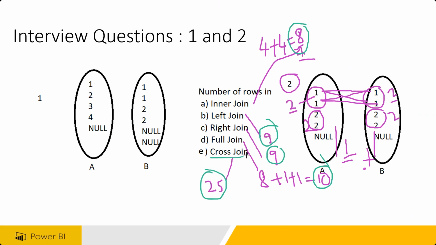Cross join will be number of rows in the first table multiplied by number of rows in the second table. You need to count nulls as well. 1, 2, 3, 4, 5. So you need to include nulls. 1, 2, 3, 4, 5. 5 into 5, 25 rows. Guys, am I clear? Who's right and who's wrong?